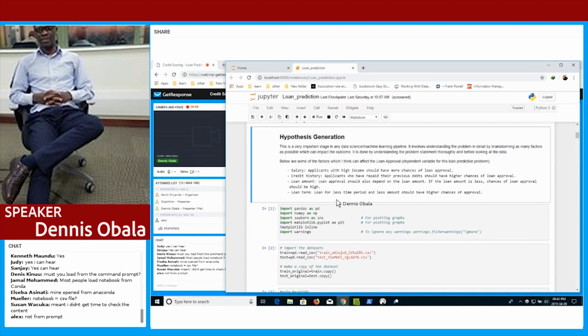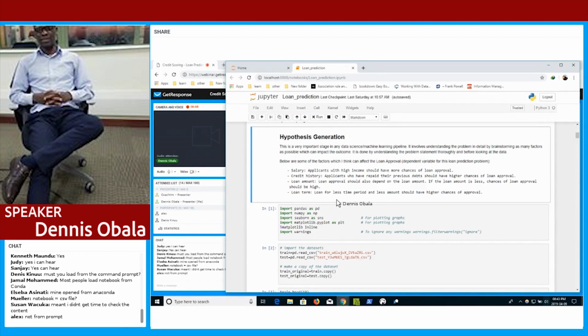So these are the questions that we are going to ask in our case. The salary: we'll look at whether applicants with high income have a higher chance of loan approval, or whether applicants with lower income will be rejected more. The reason we ask this is because we all know that somebody with a higher disposable income will be more likely to pay a loan.